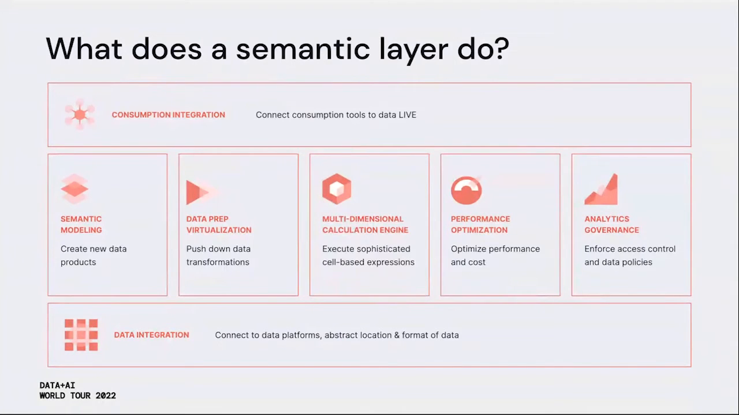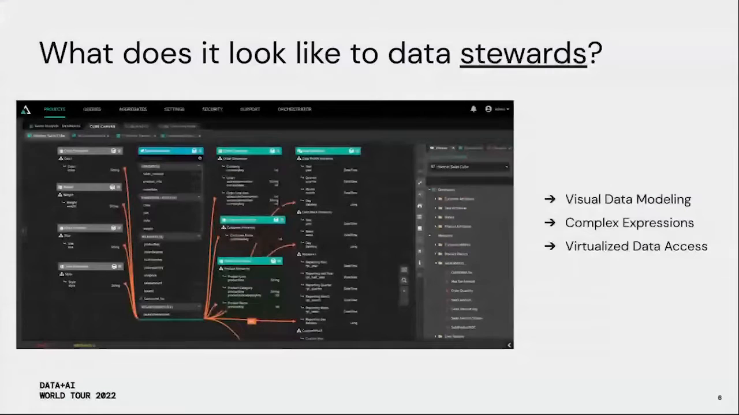So now that we know what the core capabilities of a semantic layer are, let's talk a little bit about what it looks like. Well, there's really kind of two personas that are involved in a semantic layer implementation. The first persona is really the data steward, and we're going to be talking a little bit more about this in a few minutes when we talk about concepts like data mesh. But a data steward is responsible for modeling the data.